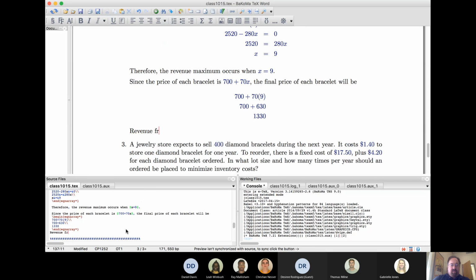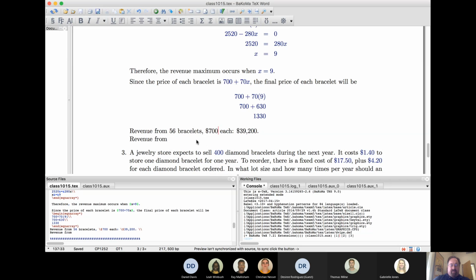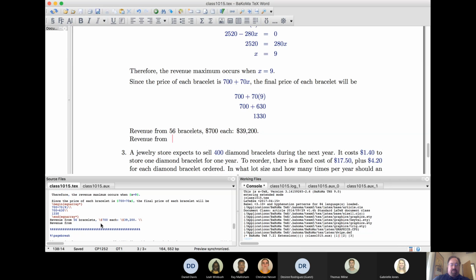So if you sell 56 bracelets at 700 each, the original amount sold at the original price, what you get is $39,200. Sorry, I had numbers backwards. Now the combination that's supposed to maximize revenue is 38 bracelets at $1,330 each. That's $50,540.